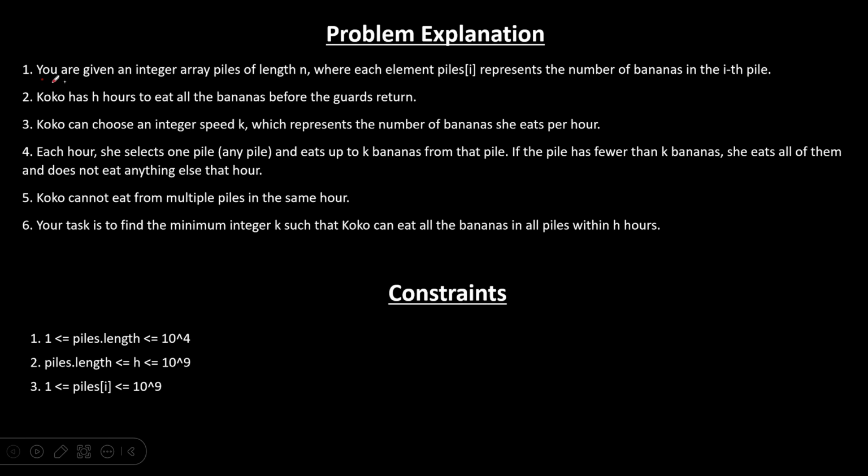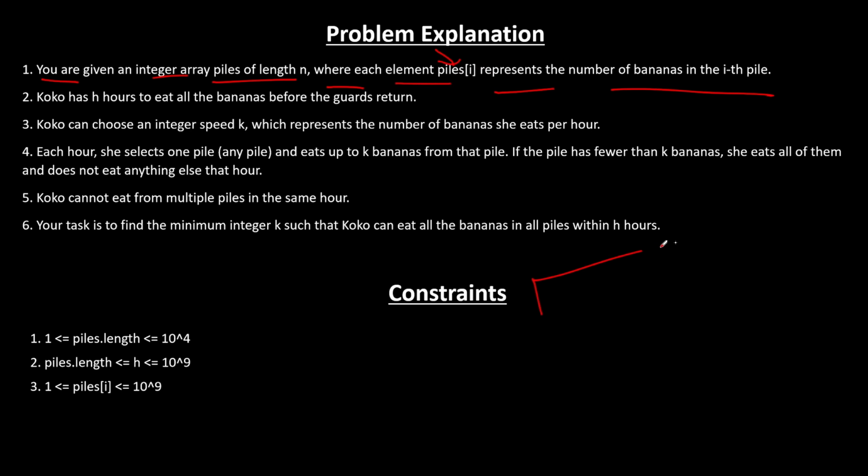So, you are given an integer array, piles, of length n, and each element piles[i] represents the number of bananas in the ith pile. Basically, you are given an array called piles, and each pile has a value. Suppose this represents the number of bananas in that particular pile. Koko has h hours to eat all the bananas before the guard returns.